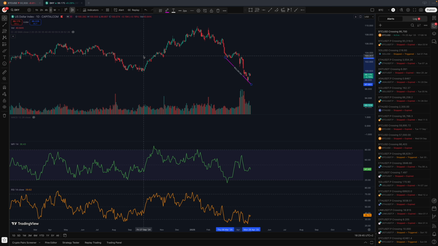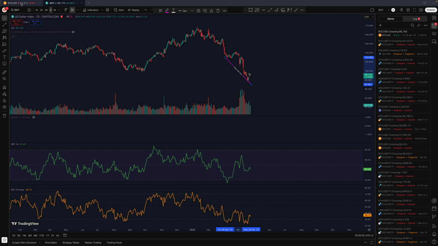Let's now go analyze the DXY. As you can see here, the DXY is inversely correlated with Bitcoin. So whenever the DXY rises in value, the Bitcoin price usually tends to dump. And when the Bitcoin price usually pumps, the DXY usually tends to dump, as you can see right here.